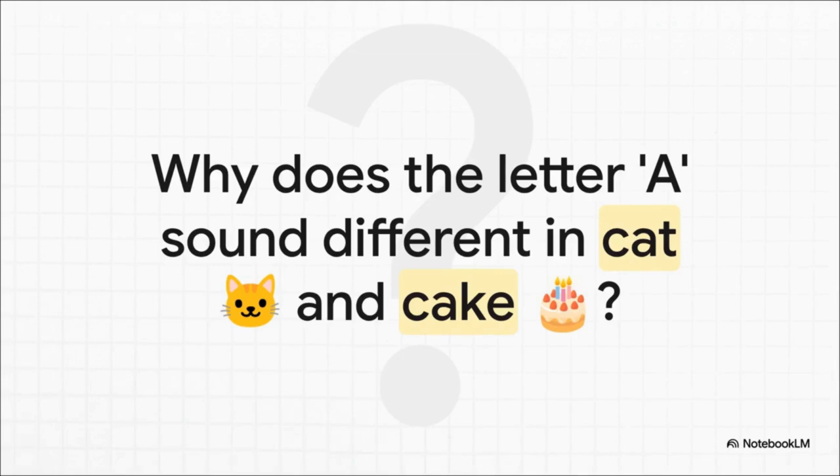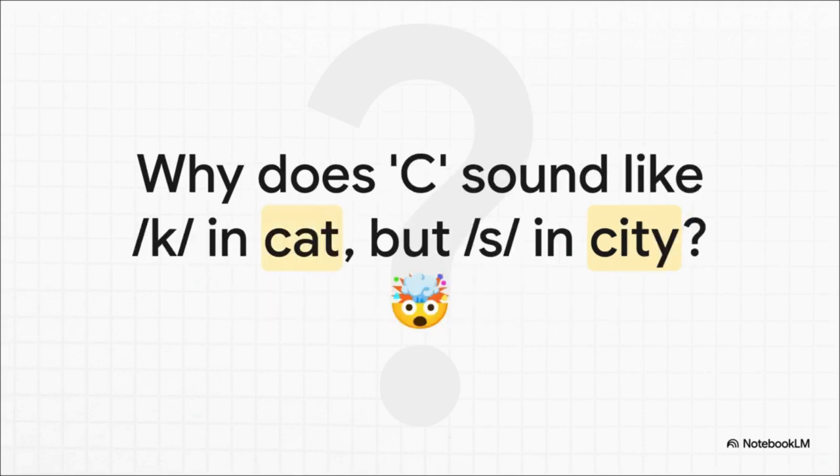Okay, let's start with a classic example. Think about the letter A. In the word cat, you get that short A sound. But then you look at the word cake, and suddenly it's a long A sound. It's the exact same letter. So what's going on? And oh, it doesn't stop there.